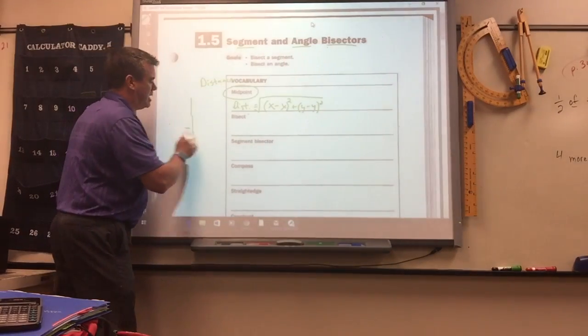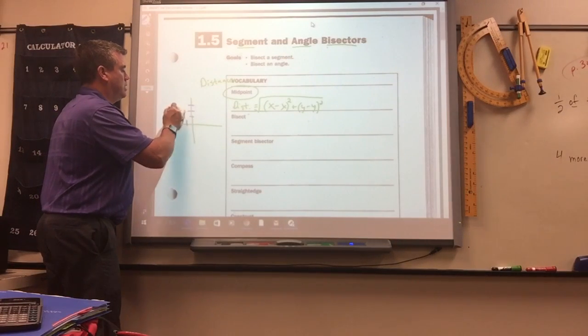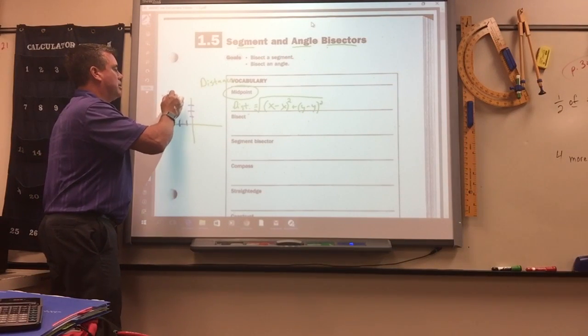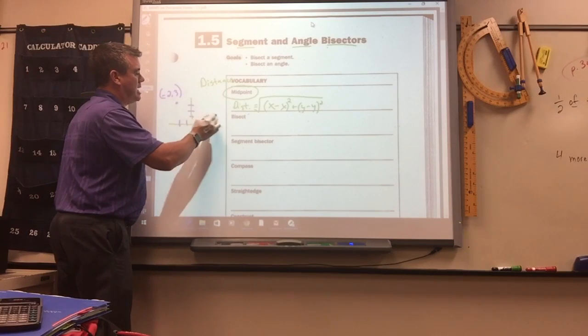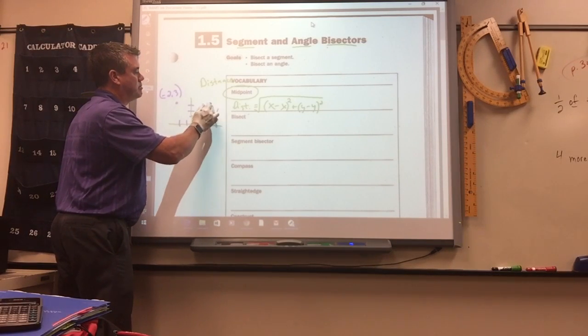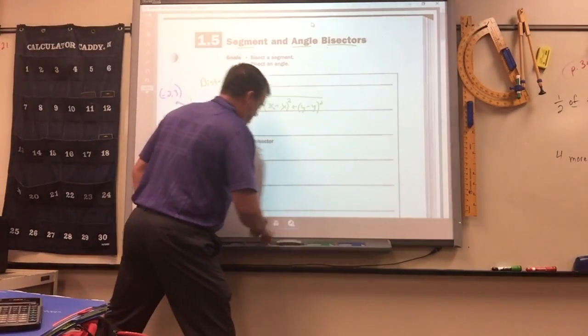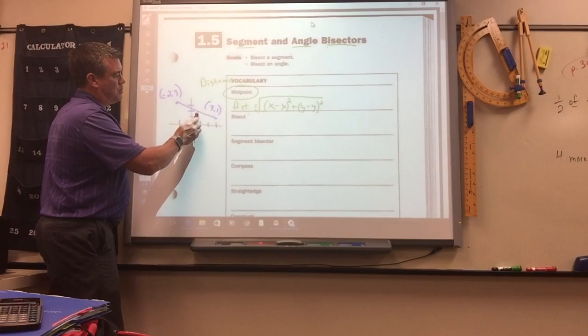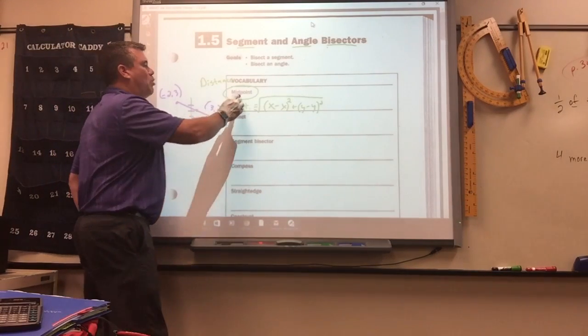for example, if we had this point at left 2 and up 3, and this point at 3 over 1 up. You connect them, it forms a segment. The midpoint is going to be right in here somewhere, the middle of it. The way you find that, it's a point.